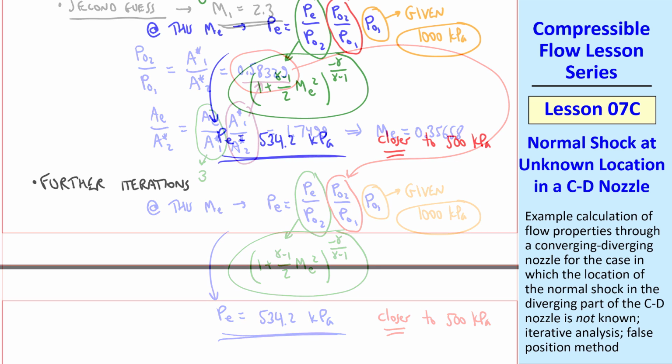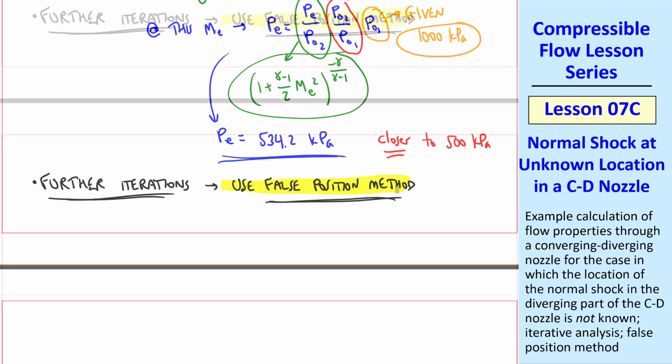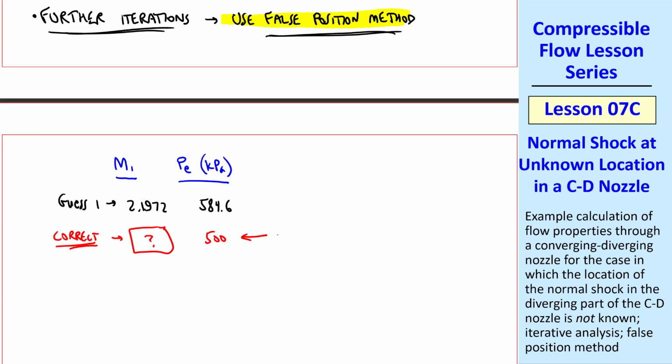keep iterating. For our further iterations, we can use trial and error, or if we want to be more clever, I suggest the false position method. We've used this many times before, but I'll set it up for you for this problem, where we guess M1 and we calculate PE in units of kPa. Guess 1 was 2.1972, where we had PE equal 584.6 kPa. The correct value is what we're trying to find, where 500 is the specified PE. But guess 2 was a Mach number M1 of 2.3, which gave us 534.2 kPa.